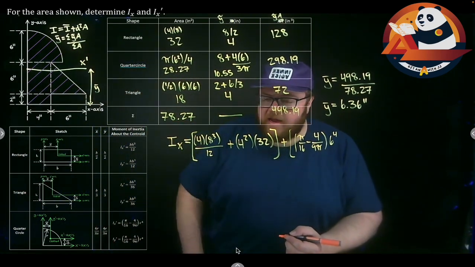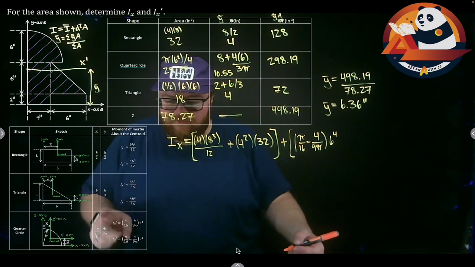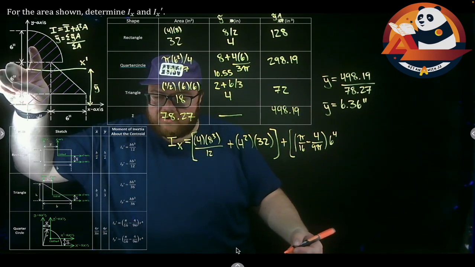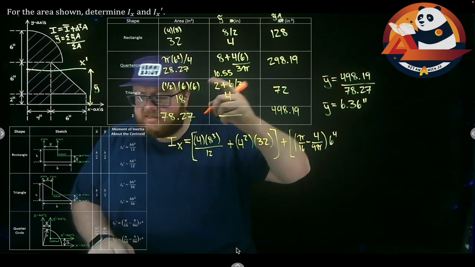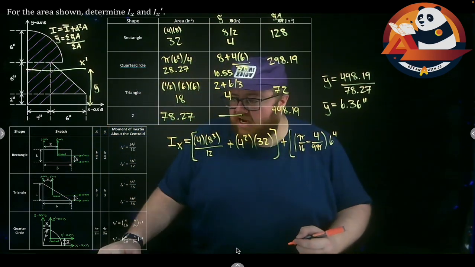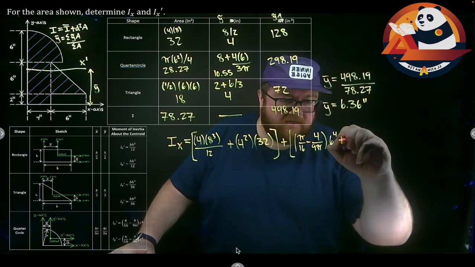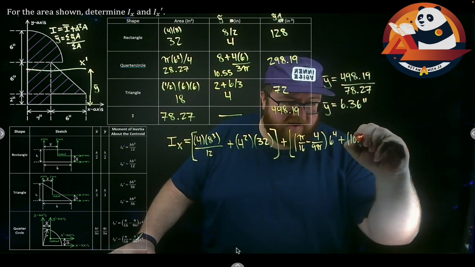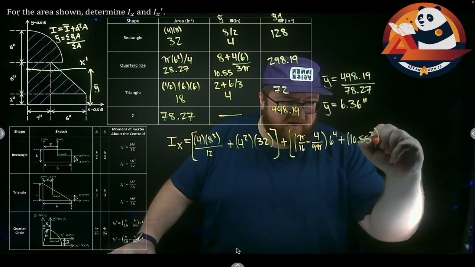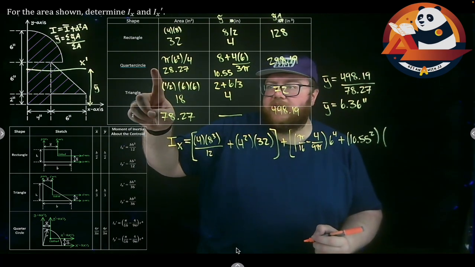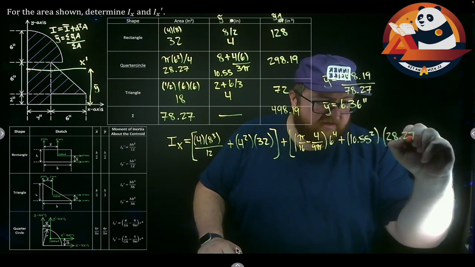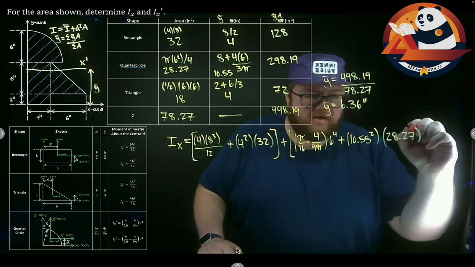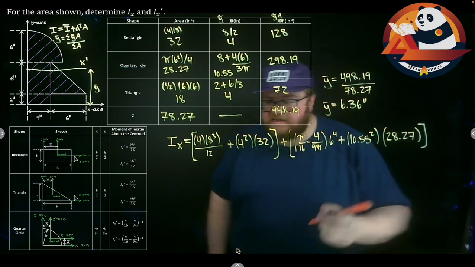Plus d squared a. So plus my distance from the centroid of that quarter circle to my axis of interest, my x-axis, which is going to be 10.55. So plus 10.55 squared times the area, 28.27. And then finally, I have one last piece I need to add in here.